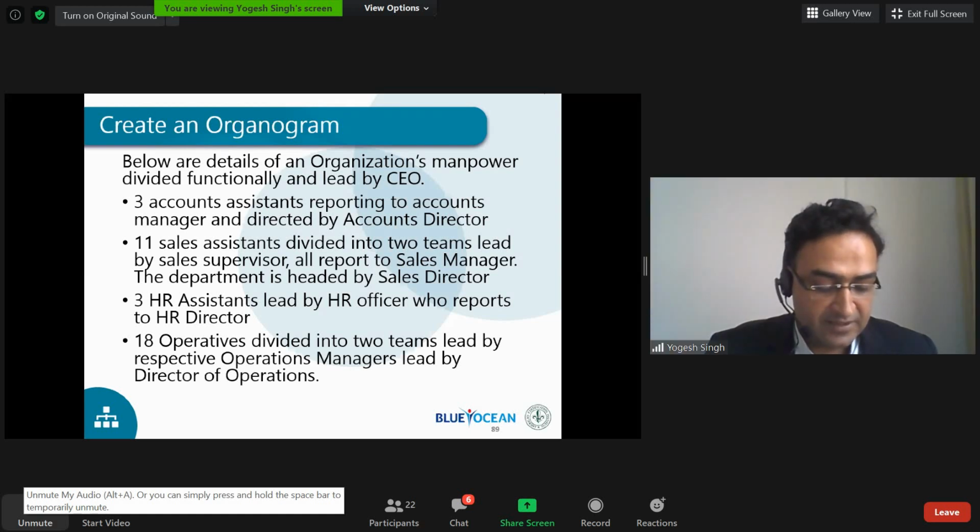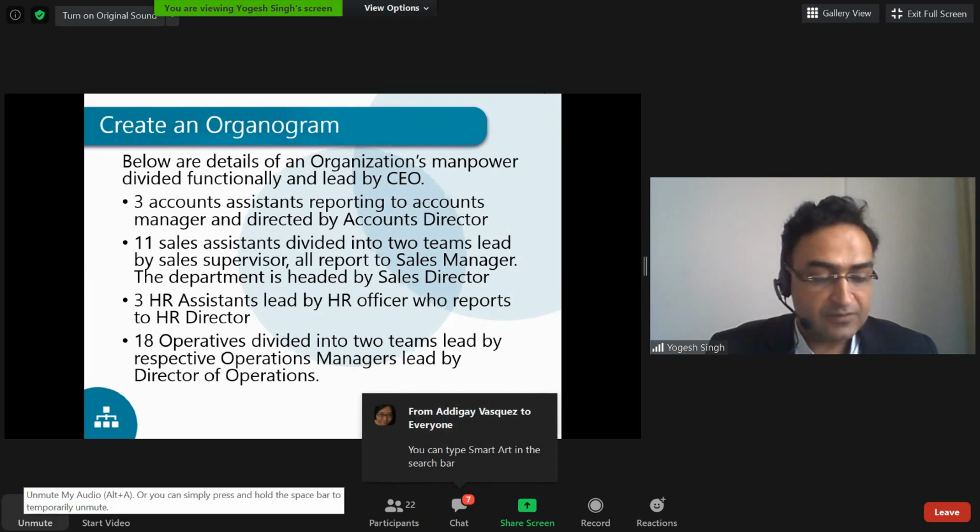And also, if you can link it with one, start with the CEO, the top position, then you have divided into 3 departments, which is fine. But again, you have to link it with the CEO. Okay. Rest all are fine.